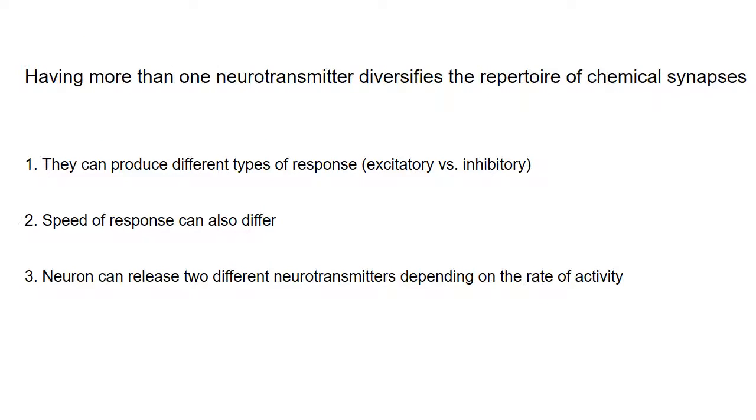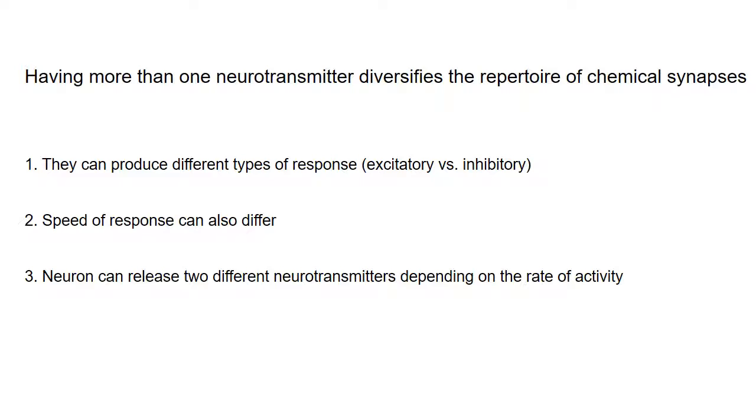Now, chemical transmission is defined by the release of a chemical called neurotransmitter into the synaptic cleft and then transmitting information from presynaptic to postsynaptic neurons. And what's really crucial in this way of interaction between neurons is that having more than one neurotransmitter significantly diversifies the repertoire of chemical synapses, what they can do indeed.